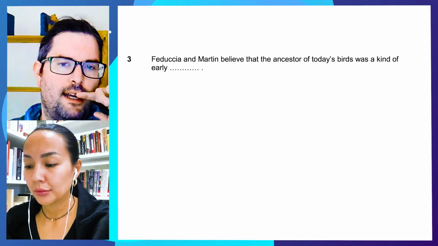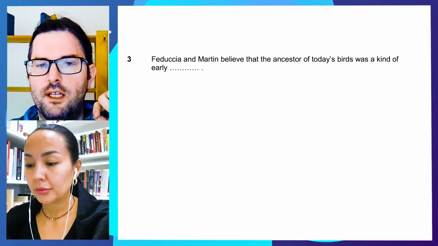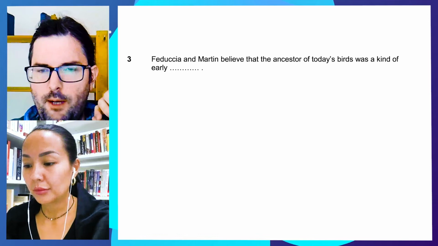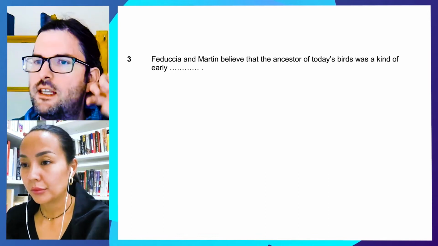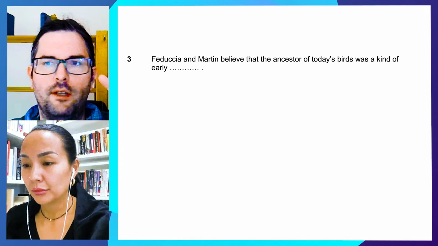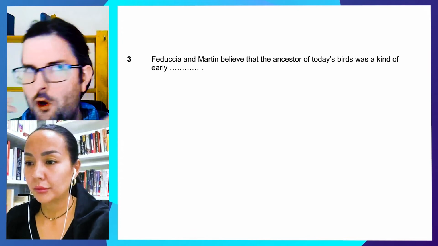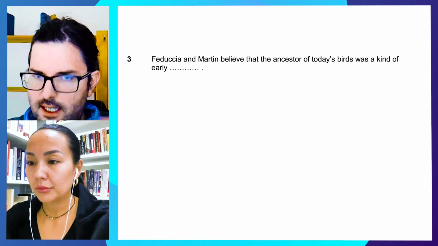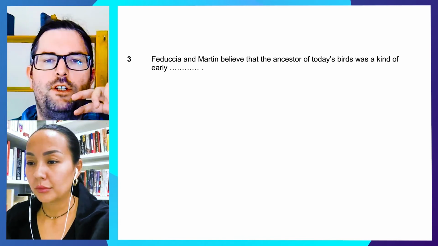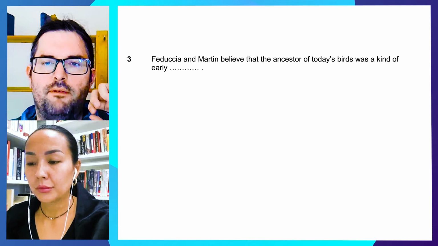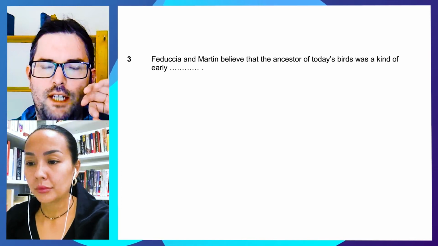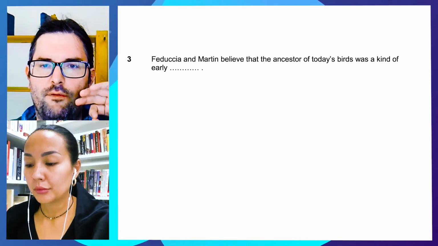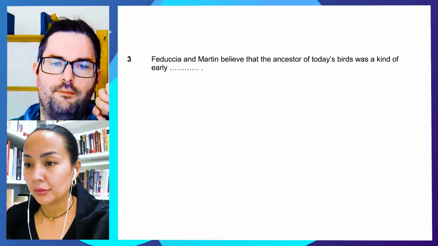So we'll have a look at the next one. So that is written as one word, by the way. So just remember that. So that's another thing to double check. If some words you're not sure whether it's one word or two words, look back at the text and see what they've mentioned. Fiducia and Martin believed that the ancestor of today's birds was a kind of early what?